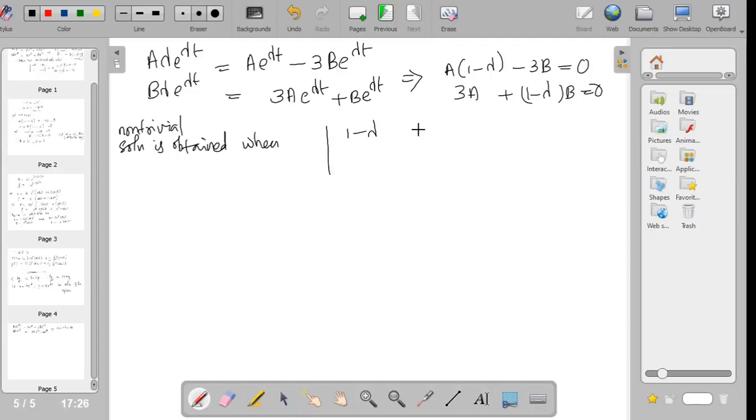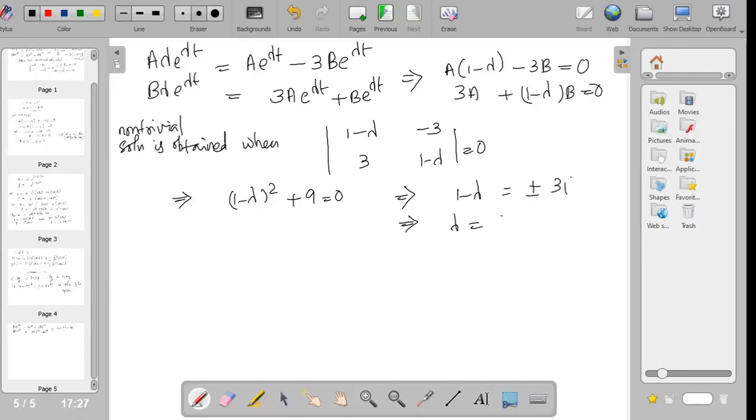the determinant of 1 minus lambda, minus 3, 3, 1 minus lambda is equal to 0, so that gives 1 minus lambda whole square plus 9 equal to 0. So we are going to get 1 minus lambda equal to plus or minus 3i. So lambda will be 1 plus or minus 3i. So that is the required solution. So the roots are imaginary.